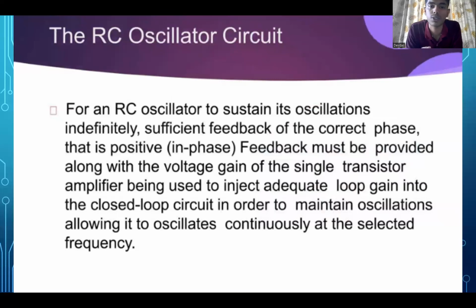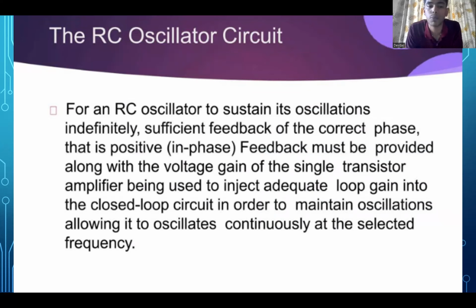For an RC oscillator to sustain its oscillations indefinitely, sufficient feedback of the correct phase, that is positive in-phase feedback, must be provided along with the voltage gain of the single transistor amplifier being used, to inject adequate loop gain into the closed loop circuit in order to maintain oscillations, allowing it to oscillate continuously at the selected frequency.